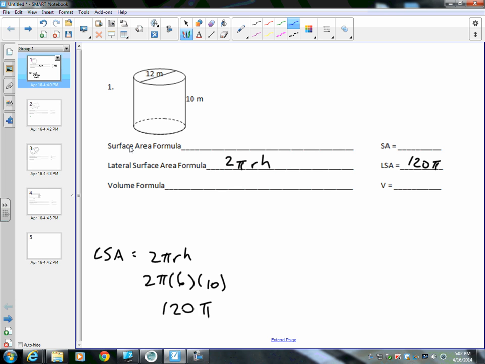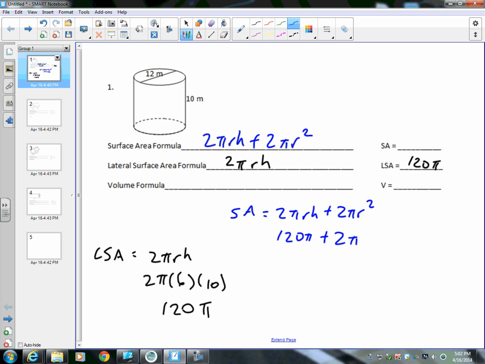Next, we're going to find total surface area. The formula for total surface area for a cylinder is 2 pi rh plus 2 pi r squared. So we're going to write that down here for total surface area: 2 pi rh plus 2 pi r squared. The good news is 2 pi rh is the same thing as what we did for lateral surface area, and we already know that answer. We got 120 pi. So we're already half done.